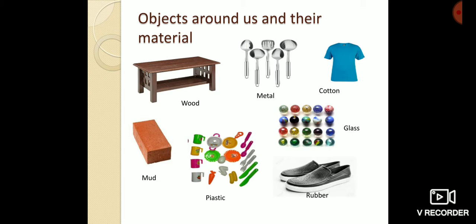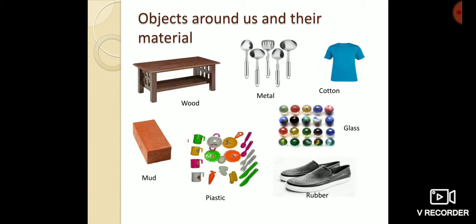Some other examples are also given here. Shirt, which is made of cotton. Marble, which is made of glass. Brick, which is made of mud. Toy, which is made of plastic. Shoes, which are made of rubber. So, cotton, glass, rubber, plastic, mud are the materials.